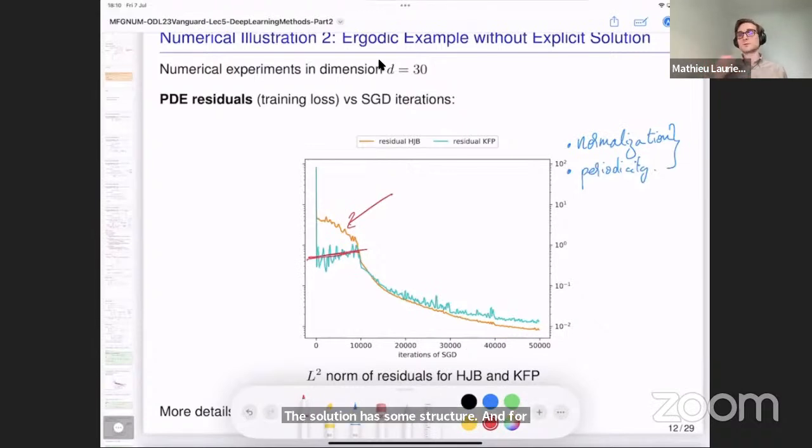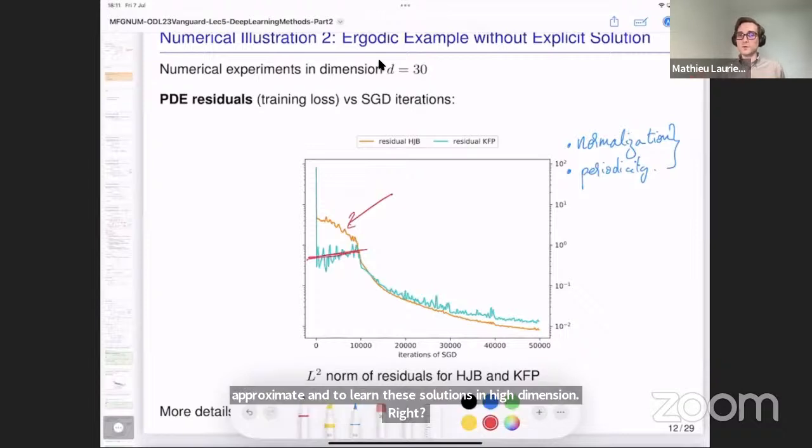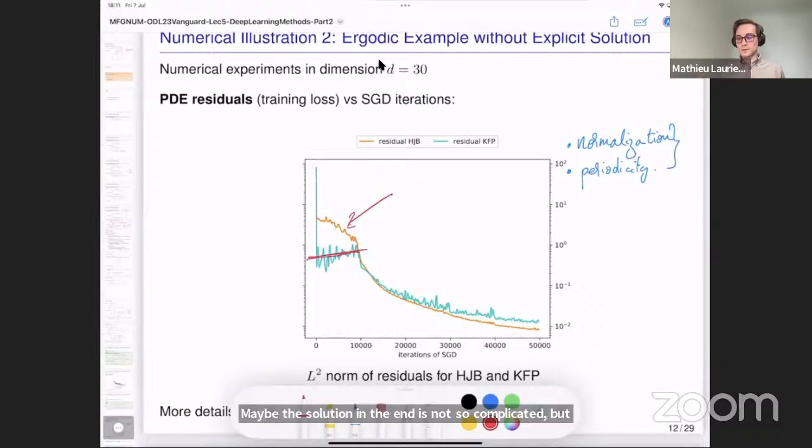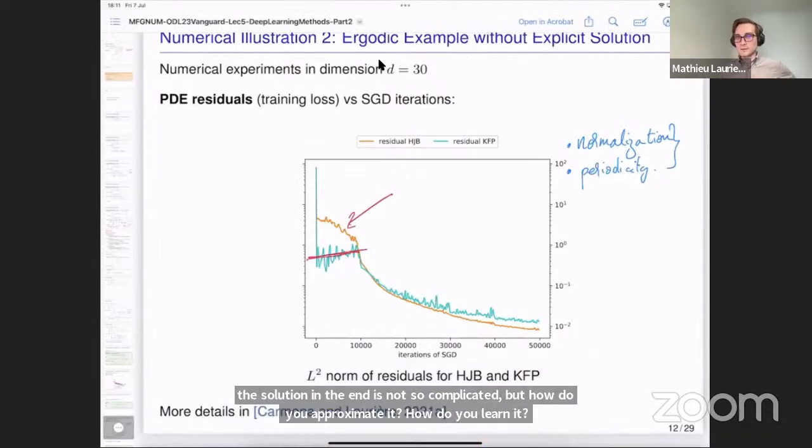For example, if the solution is constant, then learning a constant in dimension 1000 is maybe not so hard, right? Usually it's not a constant, but my point is, if the function is very smooth and if you have some specific structure, it's not that hard to imagine we can learn it even in high dimension, but still it's not trivial, right? You cannot make a grid. So neural networks are really helpful to approximate and to learn these solutions in high dimension. Maybe the solution in the end is not so complicated, but how do you approximate it? How do you learn it? Well, it seems that neural networks are helpful in that case.